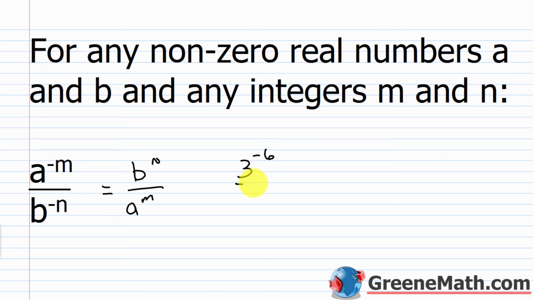So as an example, let's say I had something like, I don't know, 3 to the power of negative 6 over 2 to the power of negative 7. All I need to do is take 2, bring it into the numerator, and make the exponent positive. So this is 2 to the 7th up here. Take 3, bring it into the denominator, make the exponent positive. So this would be 2 to the 7th over 3 to the 6th.